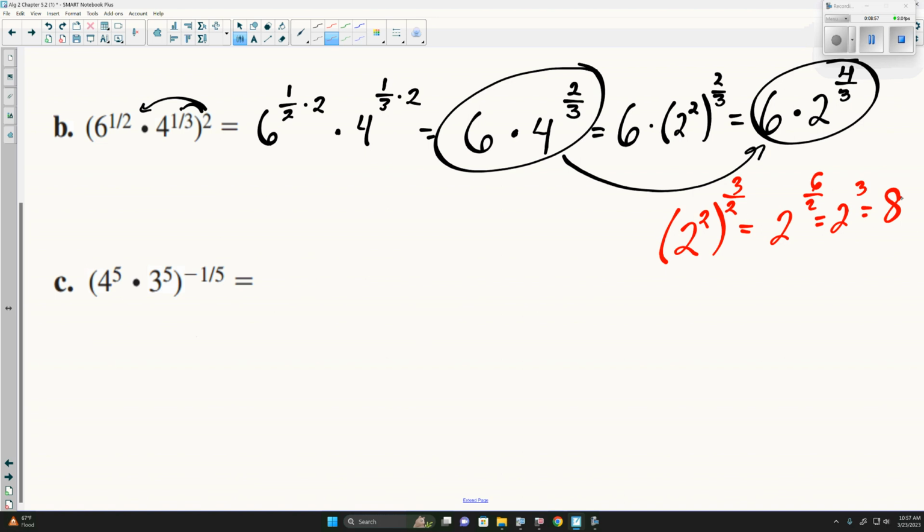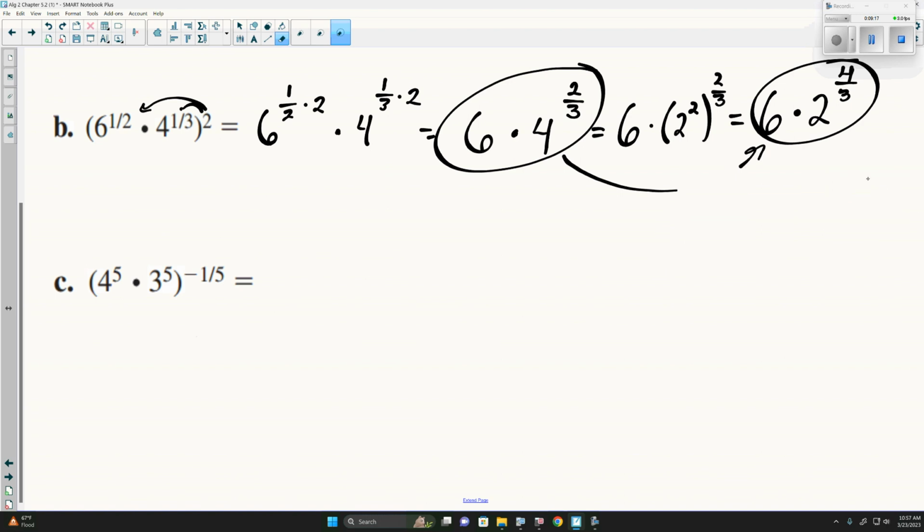So on some of these, if rewriting 4 as 2 squared will simplify, we need to simplify it. But because in the problem we have, the bottom of the fraction is 3, even rewriting it as 2 doesn't simplify that 3. It doesn't reduce it down further. All right, guys, let's look at the next one.